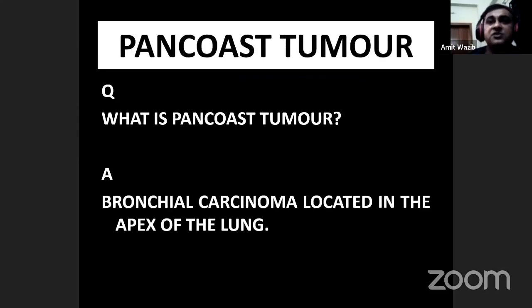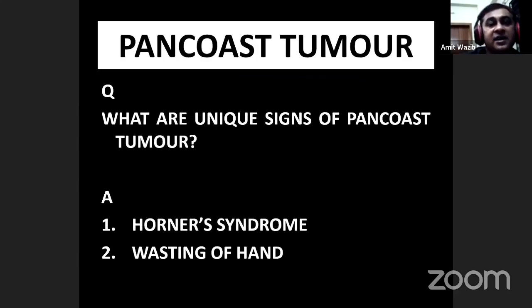So what is Pancoast tumor? Pancoast tumor is a bronchial carcinoma located at the apex of the lung. There are two unique clinical features of Pancoast tumor. You may be asked, what are the very unique features when the bronchial carcinoma is located at the top of the lung? These are Horner syndrome and wasting of hand.